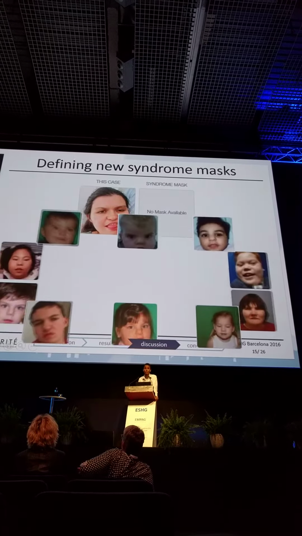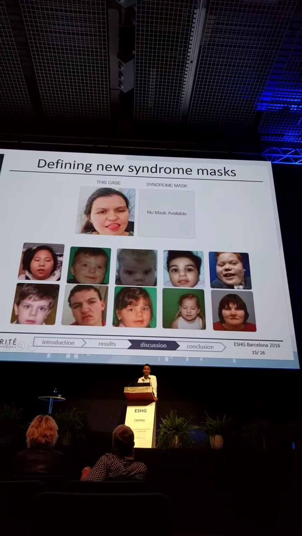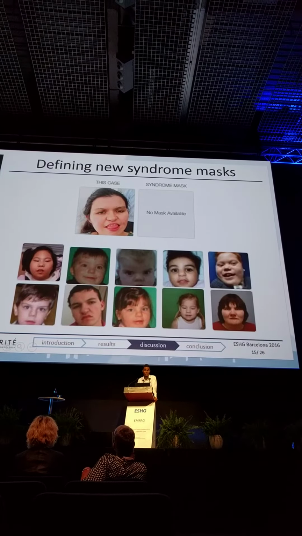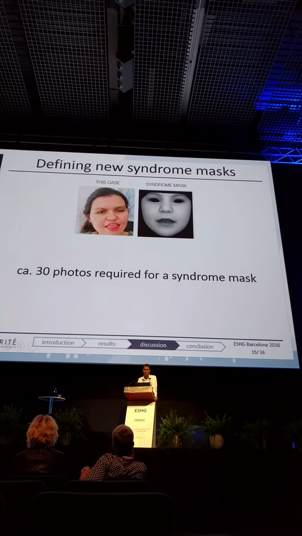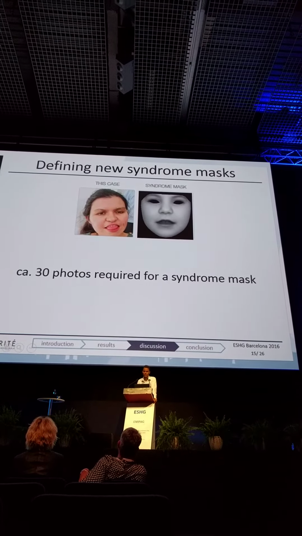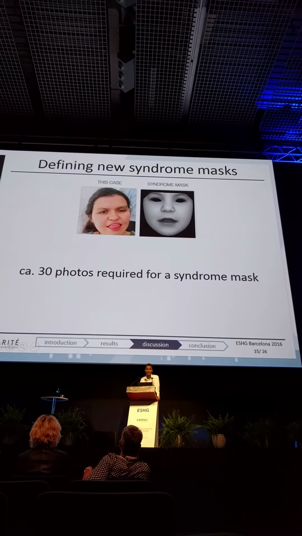We, however, have more patients featuring this syndrome, and we wondered whether it's not possible to create a mask from them, and we learned that indeed it is. So you need around 30 photos of the patients with a known syndrome to create such a mask.